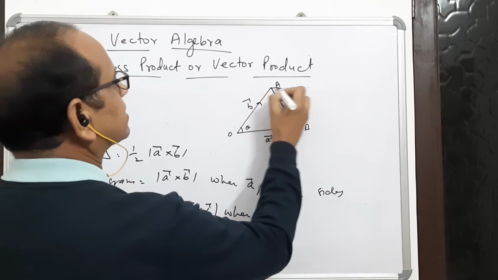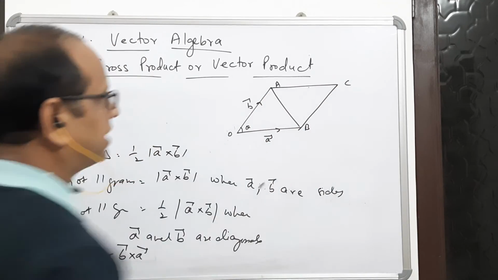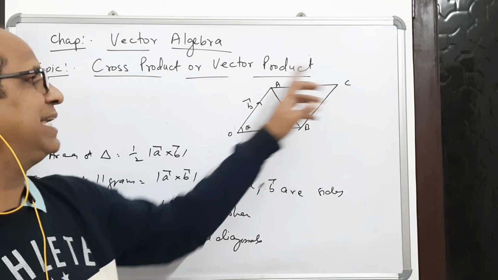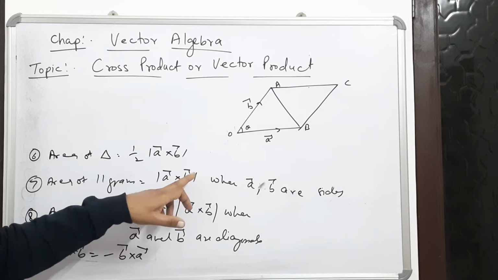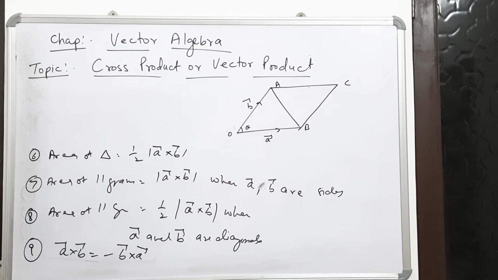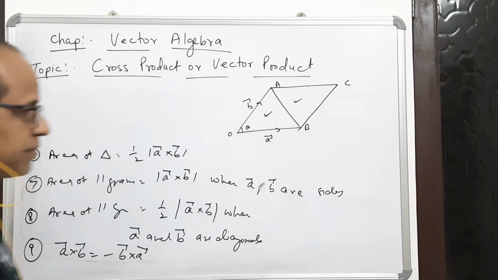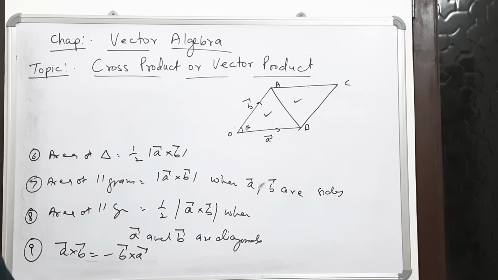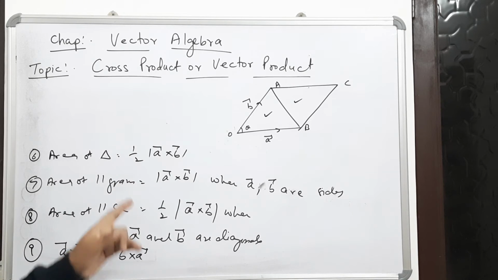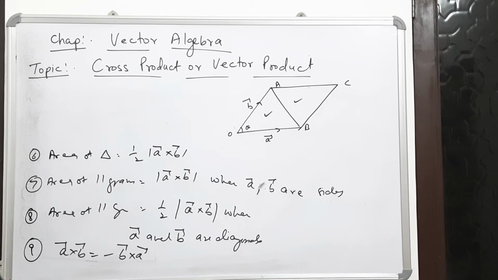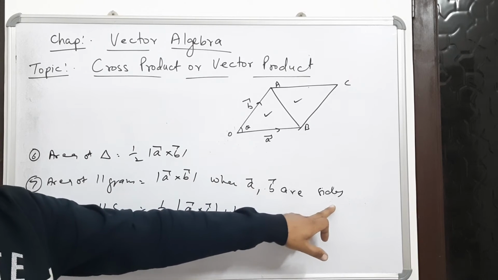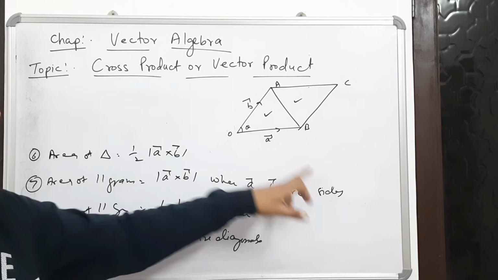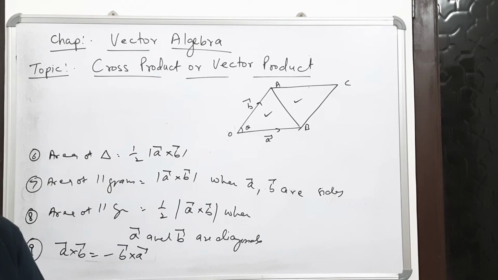Now if it represents a parallelogram, say OBCA is a parallelogram, then the magnitude of A cross B will be the area of this. The only difference is, in a parallelogram these two triangles are equal. So for the triangle it is divided by 2 and here we will not divide by 2. So that is also an application of the cross product. Here A and B represent the sides of the parallelogram.